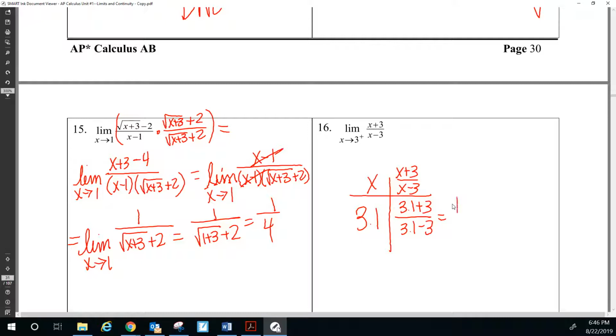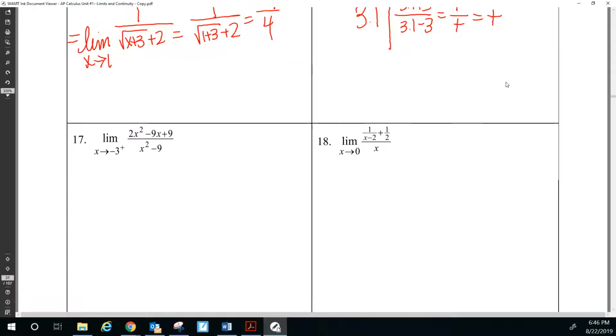Positive plus a positive is going to stay positive. 3.1 minus 3 is going to be positive. Positive divided by positive is still positive. So this is going to positive infinity. Number 17. Again, we could try to factor this guy, but it will not factor.